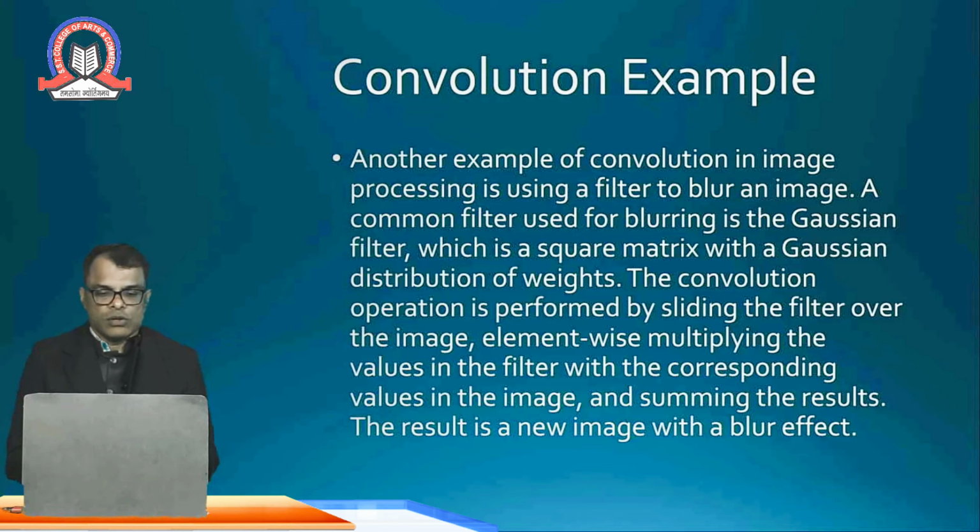So you will have the original image when you apply this blur matrix. We are going to do a convolution with the blur matrix, and then you get a new image which is blurred. So the original clear image you are going to blur using this technique.